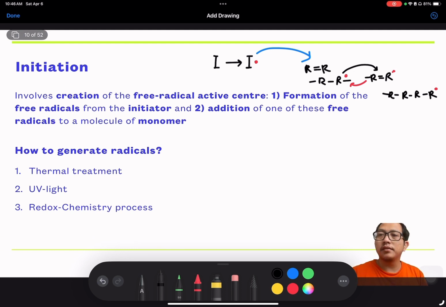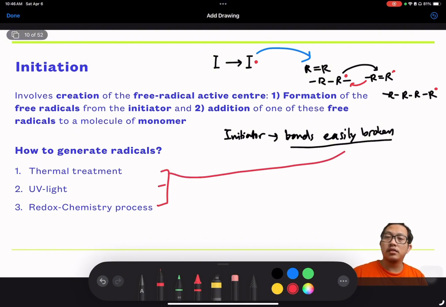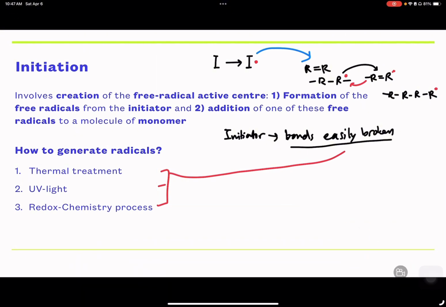And one important requirement is for the initiator: the bonds need to be easily broken, to make our polymerization easier. And to break these bonds, we can have several methods. We can use thermal, UV light, or a redox process in chemistry. The idea is to generate this unpaired electron. Okay, now let's see how it goes one by one.